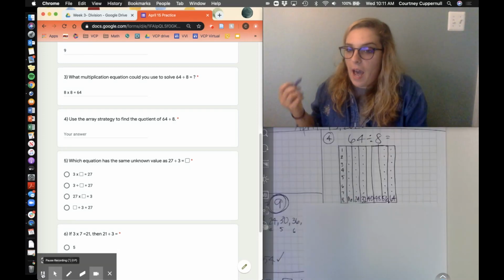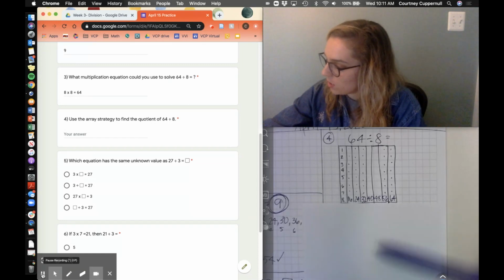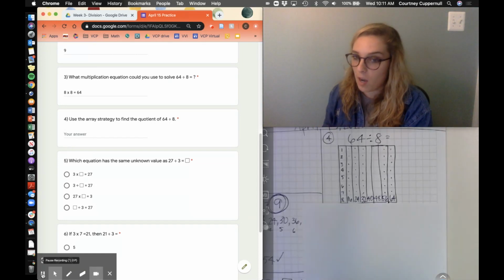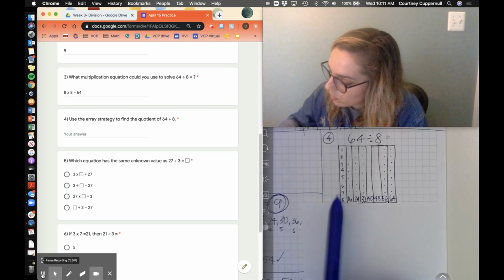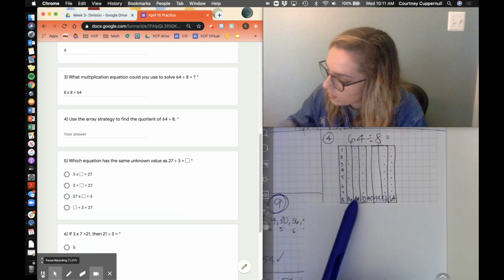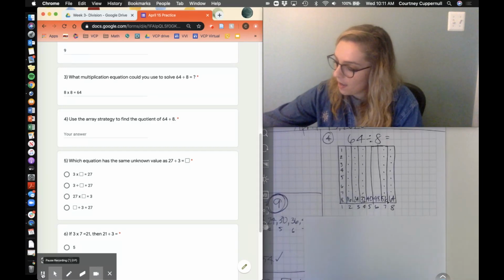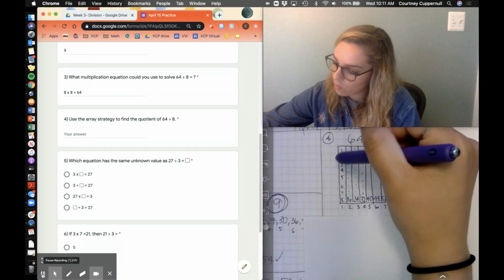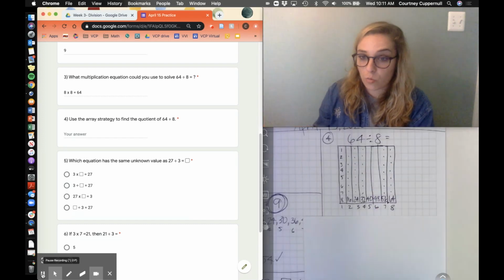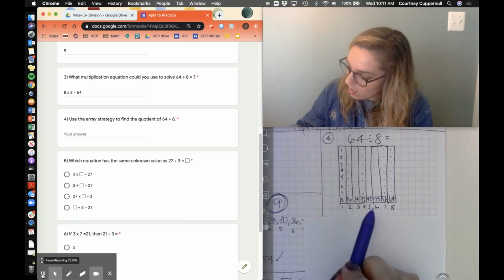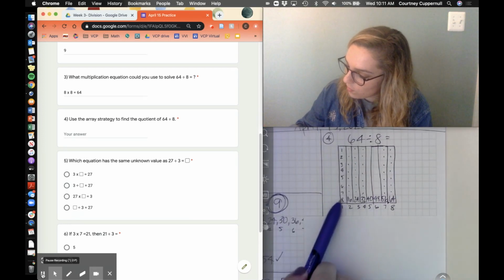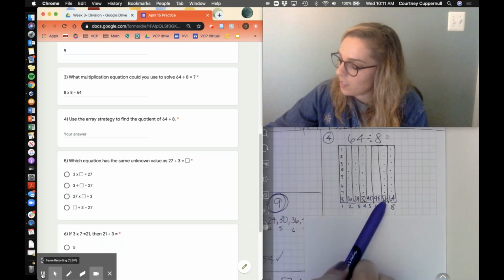I am done adding that last column. I hit 64, so I'm going to stop, and now it's just time for me to count my columns. Drew my lines: 1, 2, 3, 4, 5, 6, 7, 8. There are 8 columns. So I know if I split 64 into my 8 groups, I will have 1, 2, 3, 4, 5, 6, 7, 8 in each group.